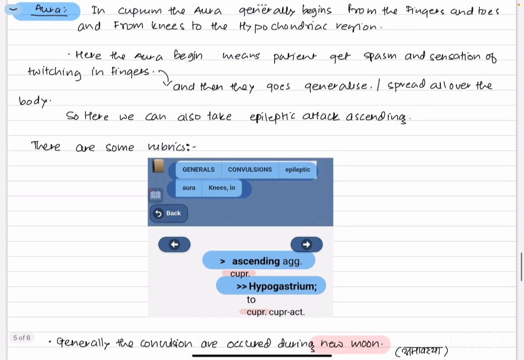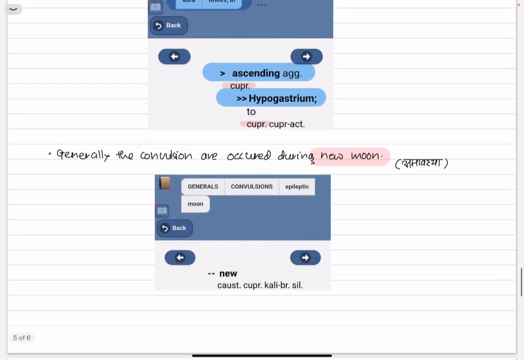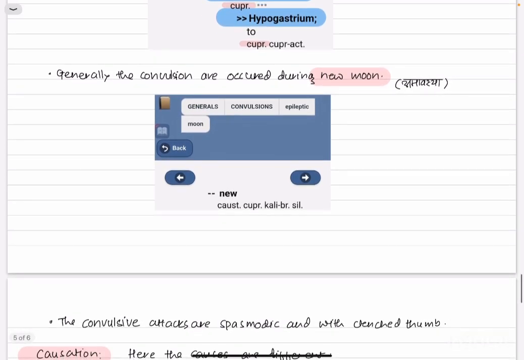Okay, ascending means the aura generally starts from the lower limb and comes up to the face, brain, hands, or whatever the last location is. And in such cases we can think about Cuprum metallicum.